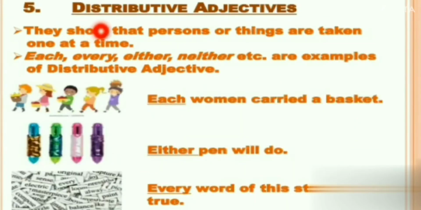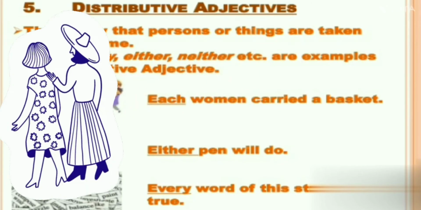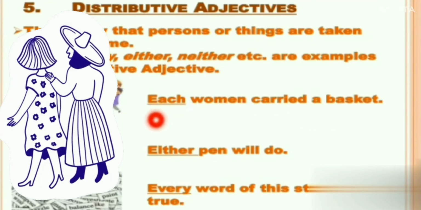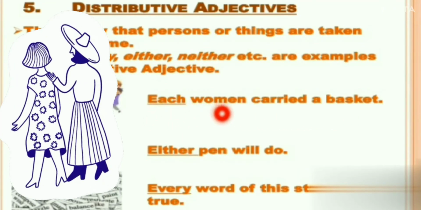Number 5 is distributive adjectives. Now distributive adjectives show that persons and things are taken one at a time. For example, each, every, either, neither, etc. are examples of distributive adjectives. Example, each woman carried a basket. Each is distributive adjective modifying woman.